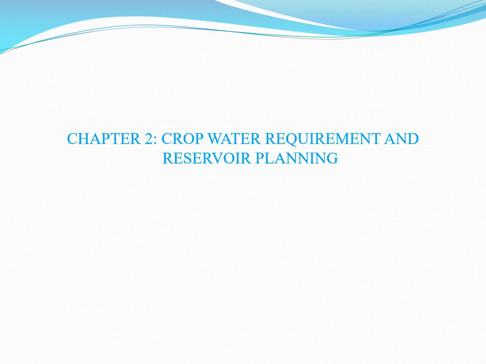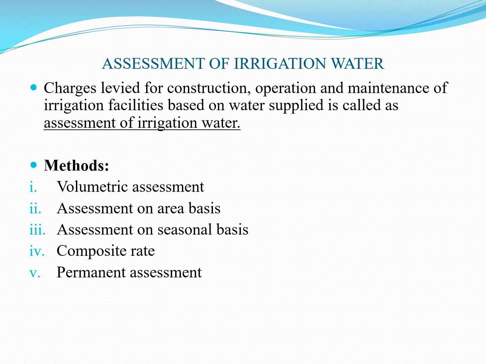So today we are going to discuss the topic of assessment of irrigation water. The assessment of irrigation water means the charges levied for the construction, operation and maintenance of irrigation facilities based on water supplied. This is called assessment of irrigation water.